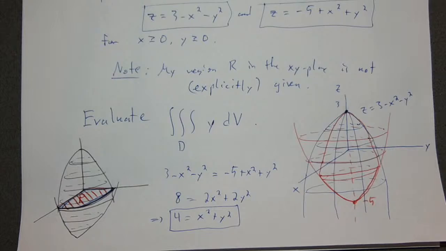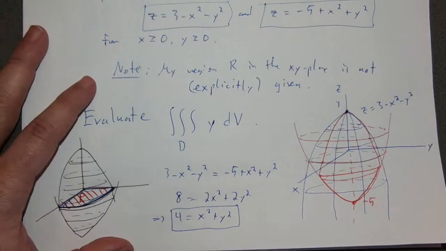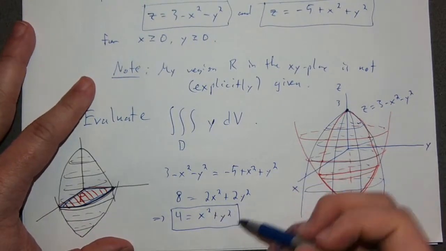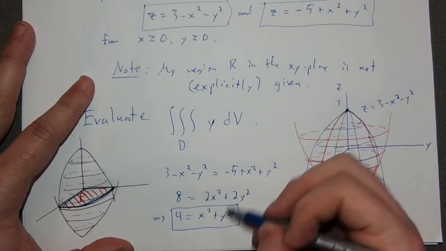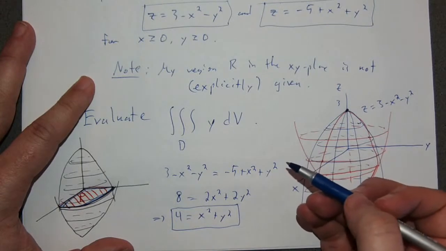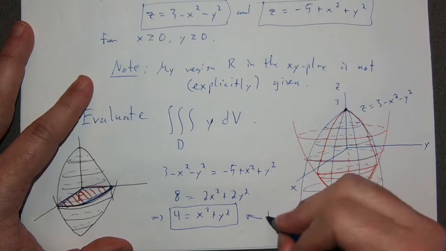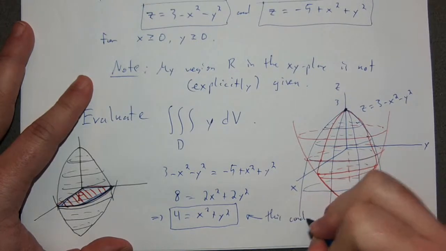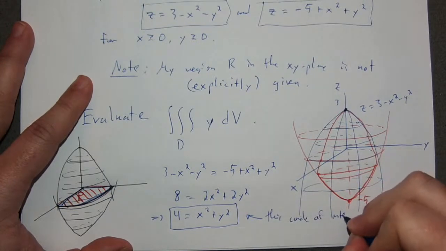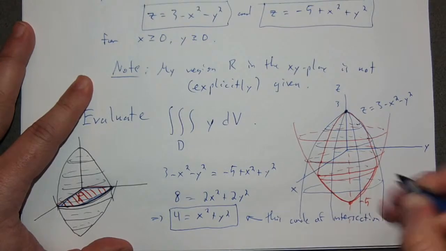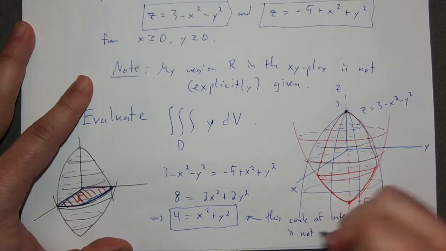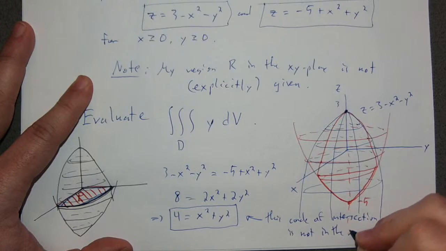Someone knows. Yeah, circle radius 2 centered at the origin, right, in the xy plane. Okay, but this circle that they intersect in is not in the xy plane, right? So note this circle of intersection is not in the xy plane.